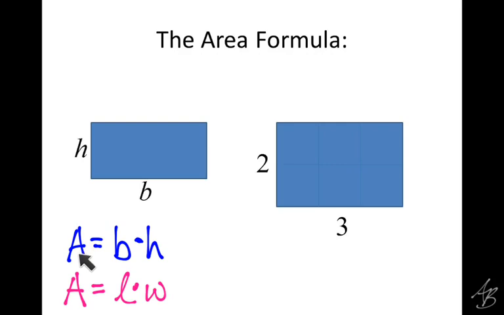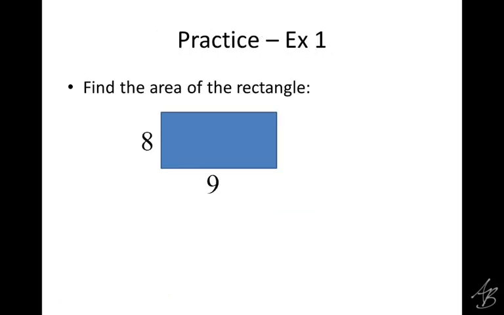Area, right? So whenever we're finding an area, we're going to write down A equals so that we know that we're finding an area. We're going to use a capital A because that's what we use for area. Okay, so let's do a few examples. First example is really easy.